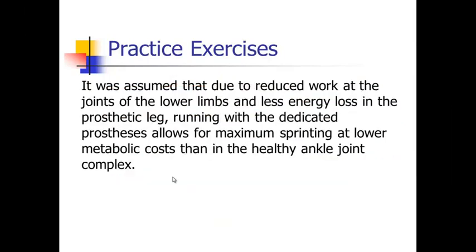All right, so one more practice example here. So again, this one I'm going to rearrange the order of this a little bit even. So not just editing word by word, but also thinking about the order and rearranging it a little bit to make it even better. So this one says, it was assumed that due to reduced work at the joints of the lower limbs and less energy loss in the prosthetic leg, running with the dedicated prostheses allows for maximum sprinting at lower metabolic costs than in the healthy ankle joint complex.